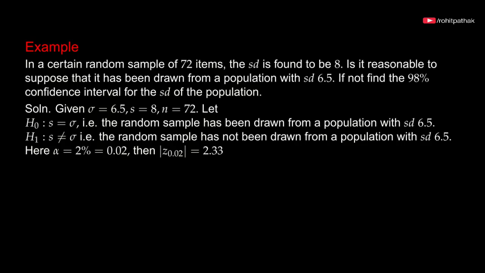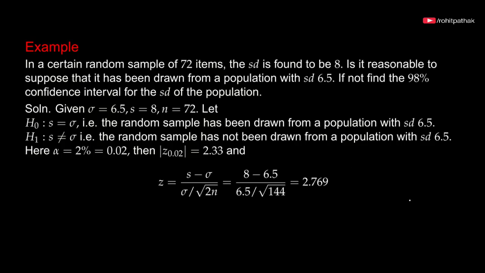Here level of significance is 2% and the critical value corresponding to this level of significance is 2.33. So total 2% area on either side will be the critical region. So this is 1% area corresponding to 2.33 and this is minus 2.33. This is the critical region and 98% area is here. So this is the acceptance region. So critical region is outside minus 2.33 and 2.33.